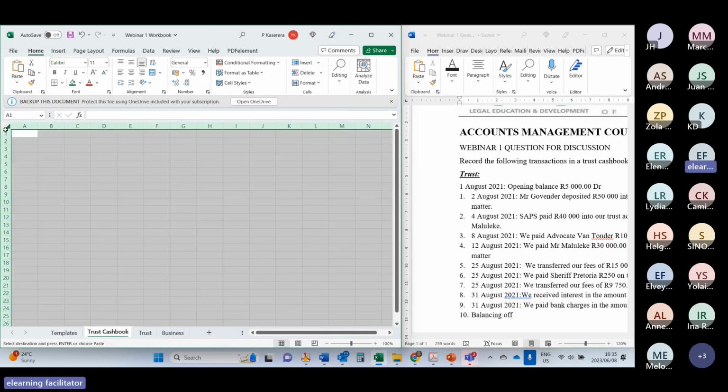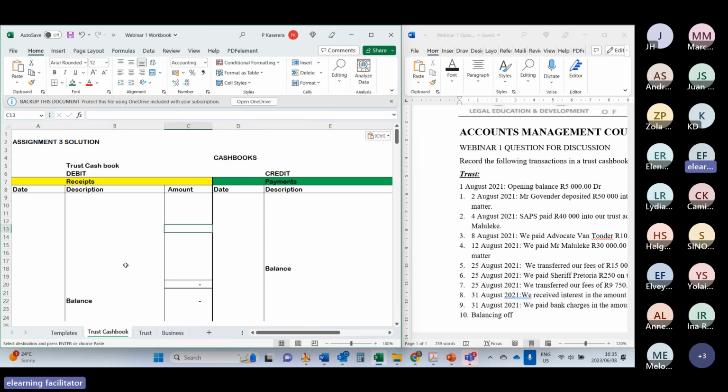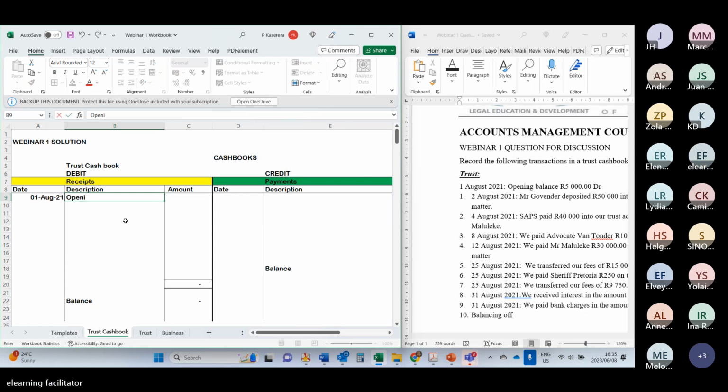I'm copying the template and pasting it there. And this is our webinar 1 solution. Okay, so our start date is 1 August 2021. I hope you will be able to also draw these T accounts. If you are not, then you will just let me know. I'll post a template for you so that you can utilize it.